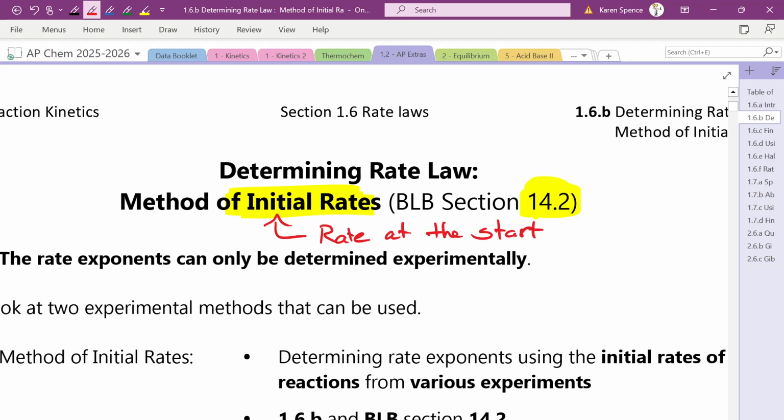And why are we using the rate at the start? Because at the start of the reaction, we know the concentrations. We have this thing, which is this concentration, that thing, which is that concentration. We mix them together, and if we can measure the rate in that instant when it first starts, then we know the rate at particular concentrations. Yes? Okay. When the concentrations are known.